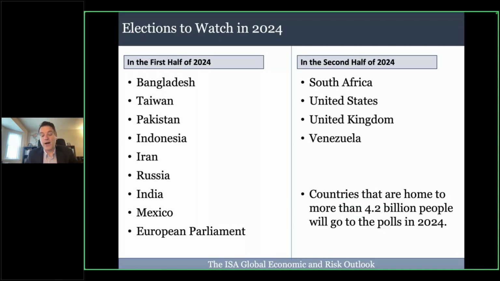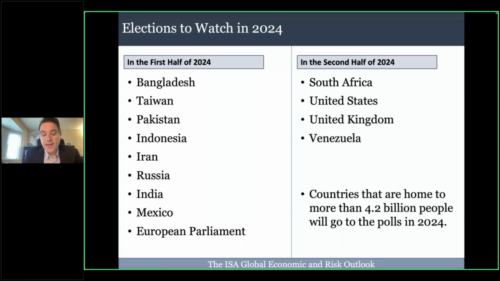India's election just kicked off this week. It's a massive election. There's 970 million eligible voters in India. The results will only be announced on, I believe it's June 4th. So we've got some time before we get the results.